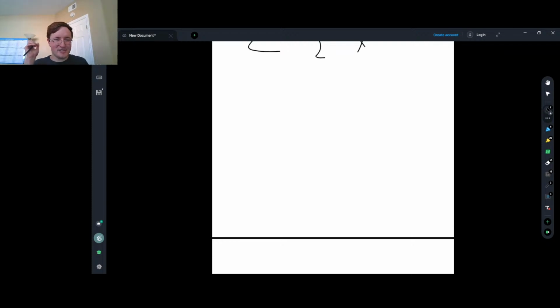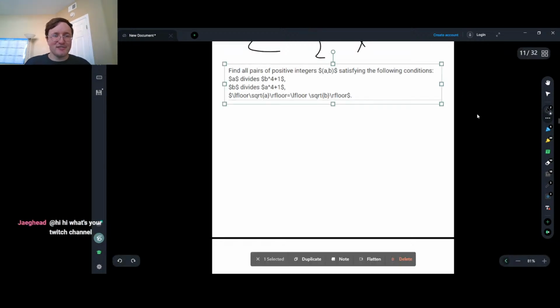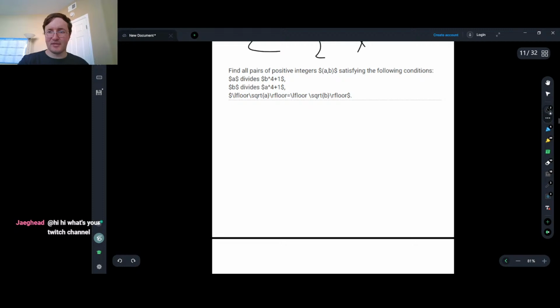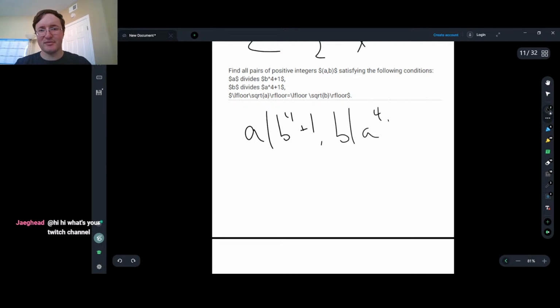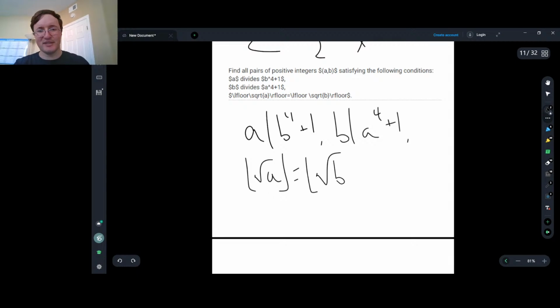Okay, this is another problem from Taco 12. I think I can handle this one. This is a number theory one. So we want a to divide b to the fourth plus 1, b to divide a to the fourth plus 1, and the floor of square root a is the floor of square root b. Oh, thank you for fixing it. So a divides b to the fourth plus 1, b divides a to the fourth plus 1, and floor square root a equals floor square root b.